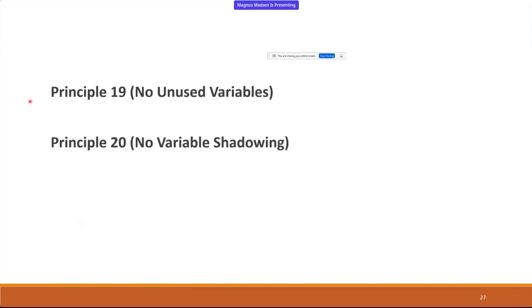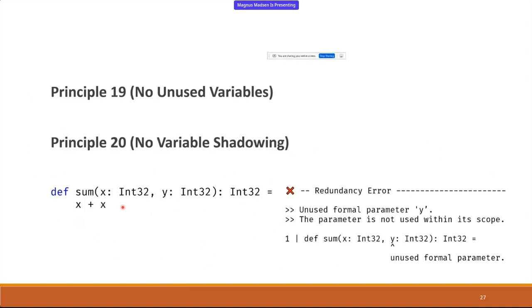Two further principles in this direction are that we require that you have no unused variables and no variable shadowing. For example, I've found that it's very common that if you do a bit of copy pasting, sometimes you forget to adjust the variables. For example, you might have a function sum here, but you meant to use y down here, but you copy pasted something and you don't see it. Well, Flix will complain about that and prevent your program from even compiling.